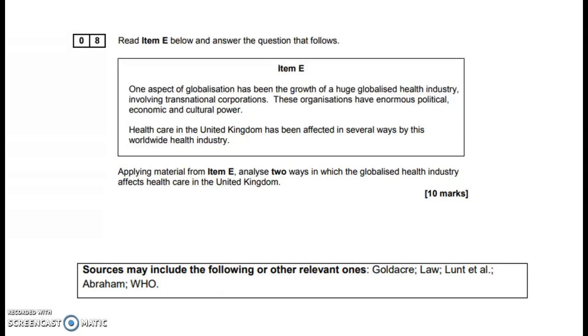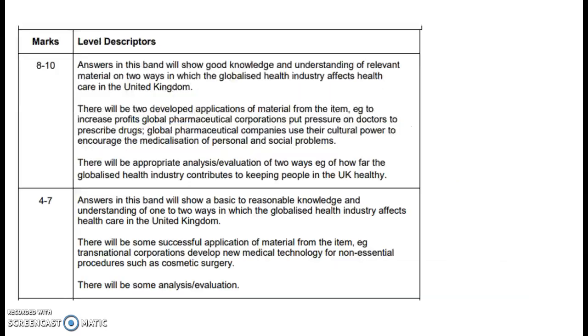Now, differently to the previous question, they haven't provided any indicative content, but what we have got here is a selection of researchers. When we're looking at the globalised health industry, we're normally looking at drug companies and the exploitation that maybe comes about with drug companies, and also things like medical tourism. So the work of Lunt links to medical tourism. Goldacre and Law look deeply into this kind of big pharma context, and there's lots and lots of research of the World Health Organization and how much evidence that can provide as well, that we have touched on in lesson.